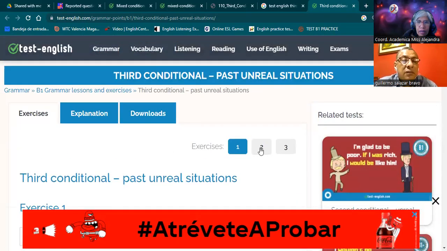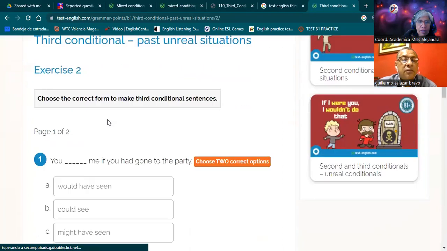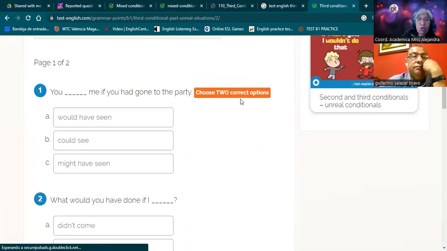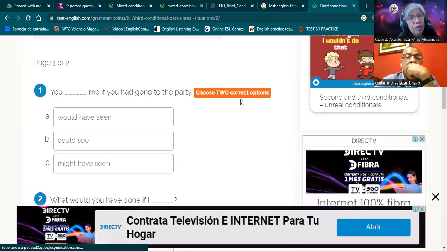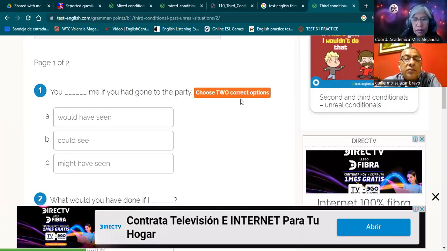Okay, no problem. Exercise number 2. We have 2 correct options. If you had gone to the party, which are the 2 options? You might have seen and you would have seen. Might have seen and would have seen. Okay.